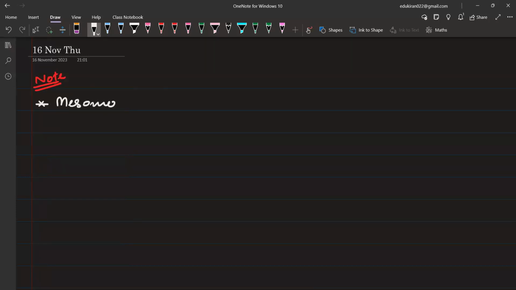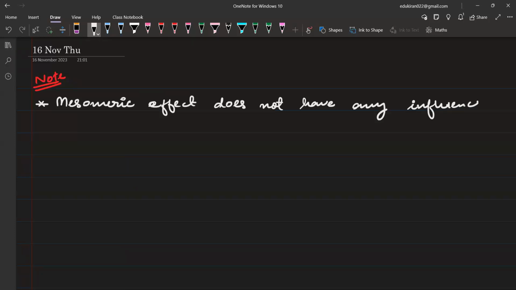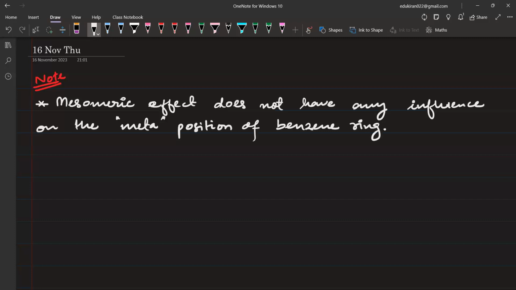Mesomeric effect does not have any influence on the meta position. Meta position of what? Of benzene ring. Okay, right.